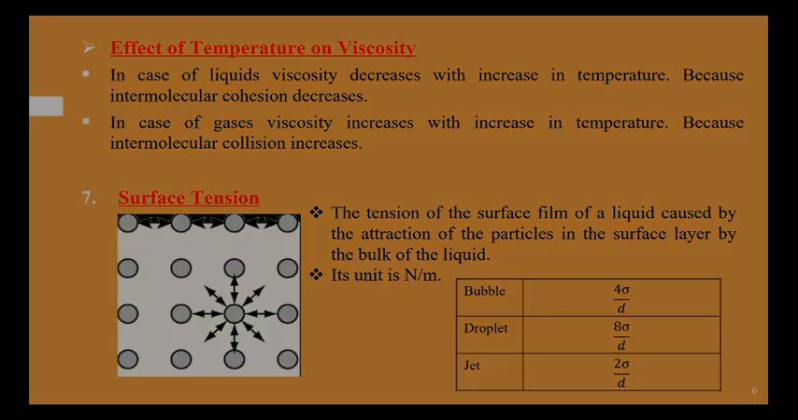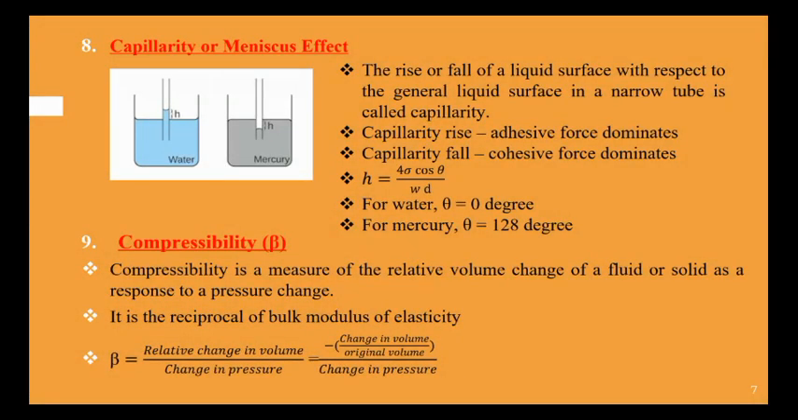The next property is capillarity or meniscus effect. The rise or fall of a liquid surface with respect to general liquid surface in a narrow tube is called capillarity. Both capillarity rise and capillarity fall are shown in the figure. Water is showing capillarity rise and mercury is showing capillarity fall. In case of capillarity rise, adhesive force dominates. And in case of capillarity fall, cohesive forces dominate.